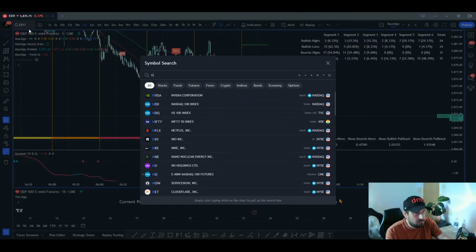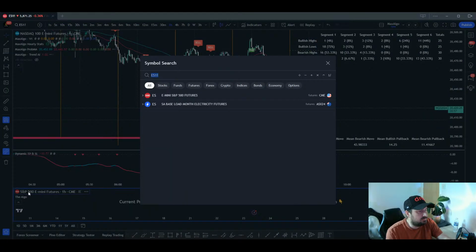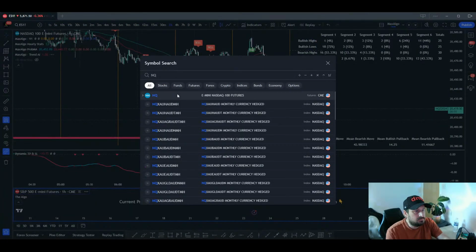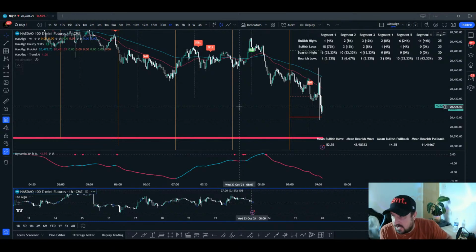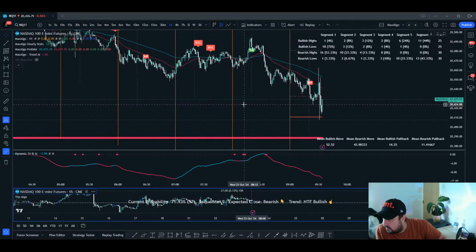So let's look at NQ. Put in the chat what you trade. Yeah. When you get the payday setups, there can be massive trades. Trade NQ, CL.